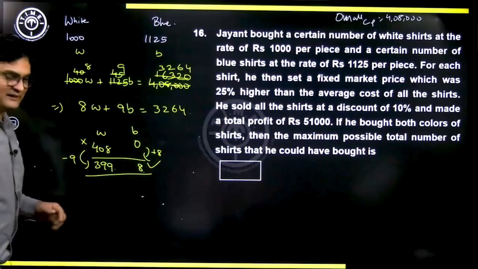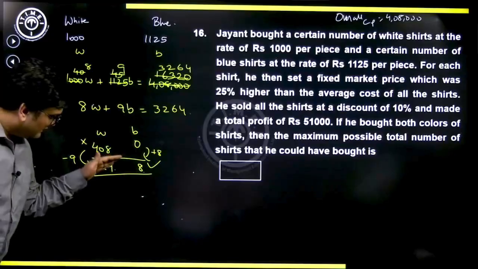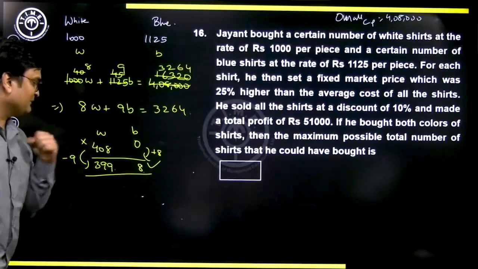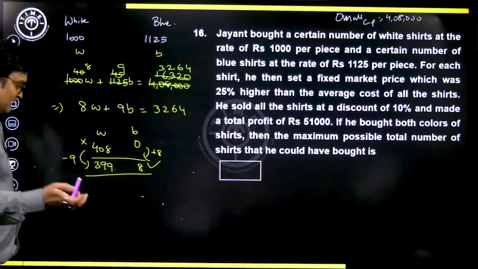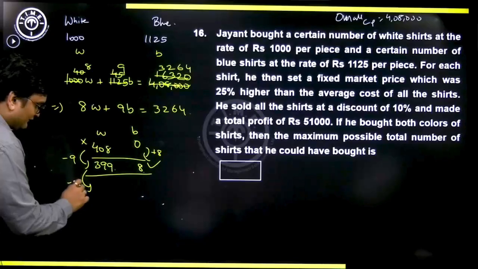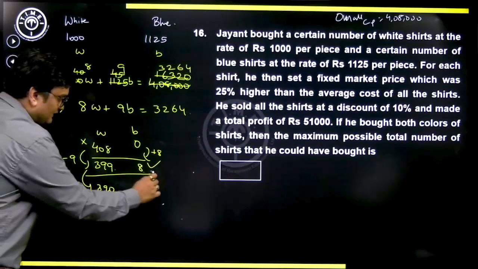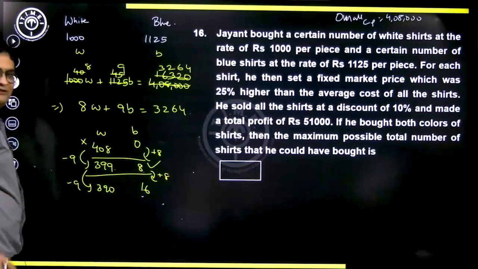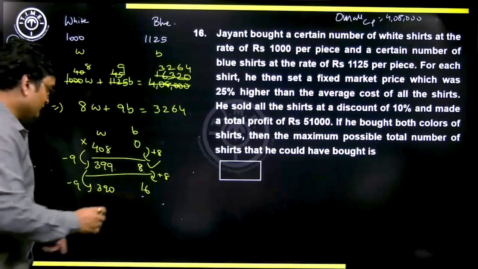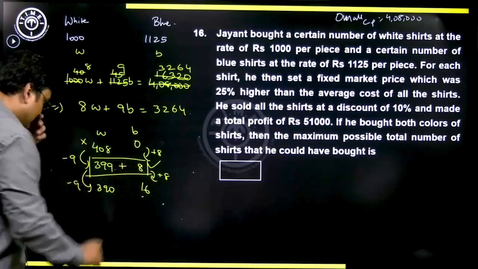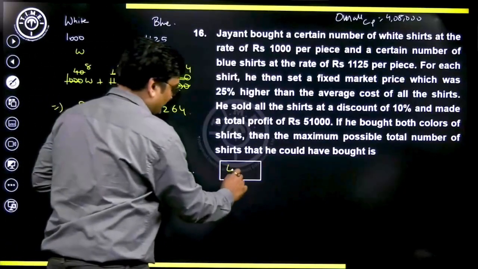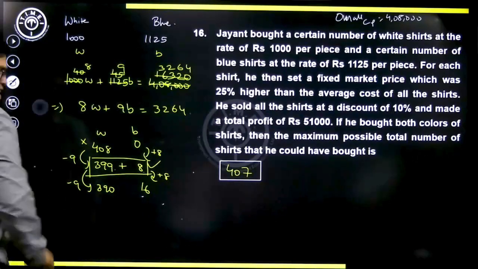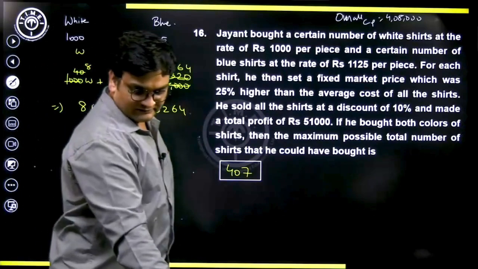This is absolutely valid. In fact, if you go any point lower, the overall number of shirts will be lower than this. So the maximum number will be this. You can just take an example. Again W decreases by 9 and becomes 390, and B increases by 8 and becomes 16. 390 and 16 make 406, so this is a lower value. So 399 plus 8 gives us 407. That is going to be the correct answer. I hope we are clear with this.